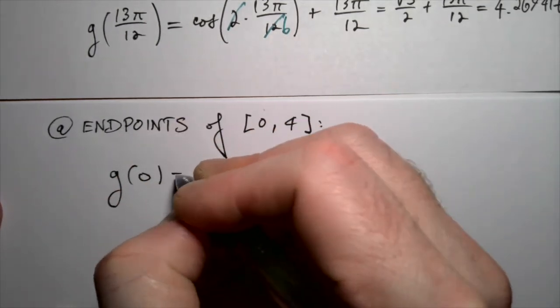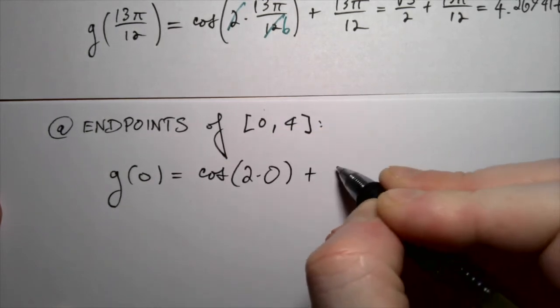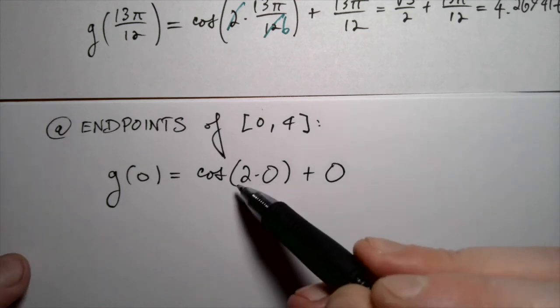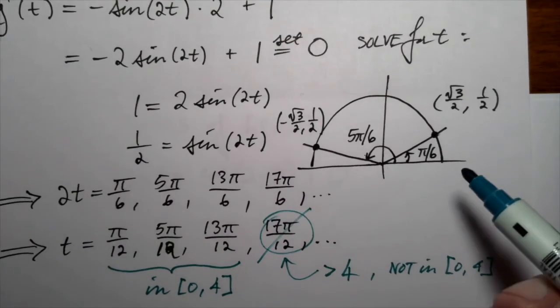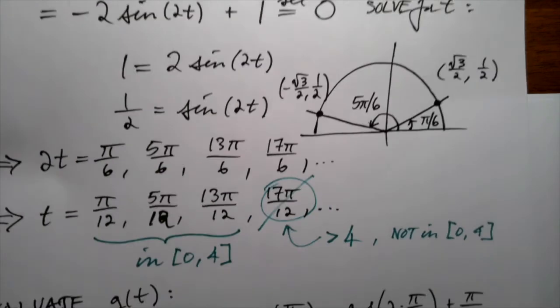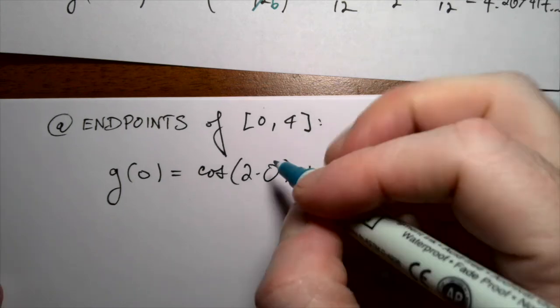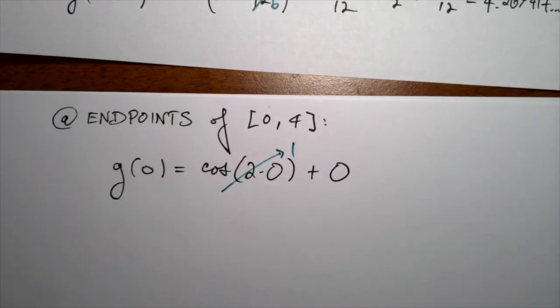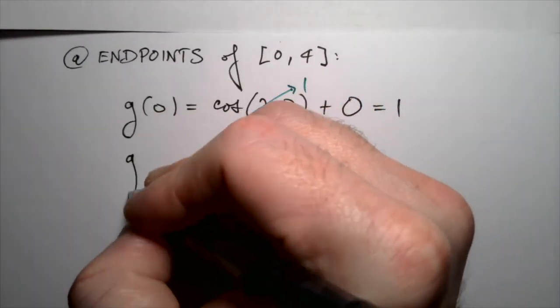So g of 0, that would be cosine of 2 times 0 plus 0. 2 times 0, that's just 0. What's the cosine of 0? Well, that's the point on the x-axis, right? On the unit circle, this point right here where the angles start, that's the angle 0. The x-coordinate there is 1. So cosine of 0, that's just 1. 1 plus 0, that's just 1. So the output of the function at 0 is 1. What about at 4?